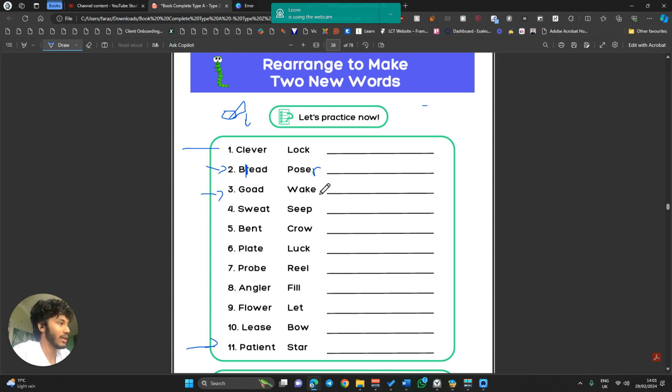So here, goad and awake. Okay. I can see that we can take out A, and that will give us god. And if we put the A somewhere in here, let's see if we can work something out.